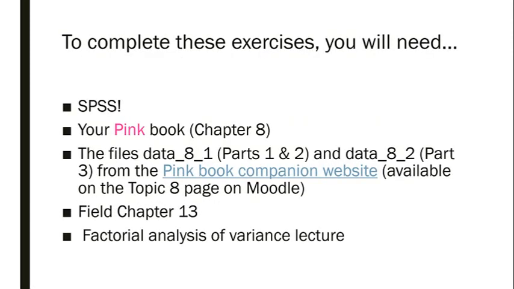To complete these exercises, as usual, you'll need SPSS up and running on your computer, your pink book, and factorial between groups analysis of variance is covered in Chapter 8, which begins on page 91. And the files data_8_1.sav, which is what we're going to use in the first 2 videos, parts 1 and 2, and the second example, data_8_2.sav, which is the illustrated example 2 that we'll go over in part 3.